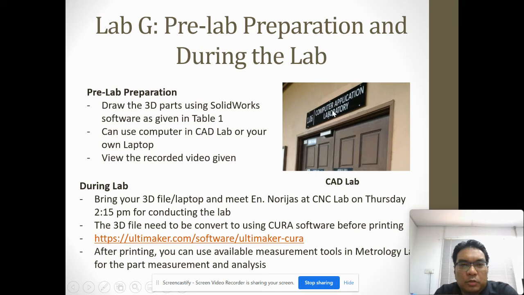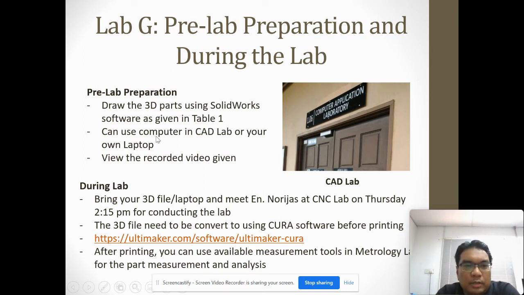Okay, so what you need to do, there is a guideline for pre-lab preparation and also for during the lab. For pre-lab preparation, first you need to draw the 3D parts using SolidWorks, as given in the lab sheet. So you have a guideline and also the detailed dimensions so that you can design first. That way, during the lab day on Thursday you can directly go to the lab and print it. Okay, so it saves time basically.